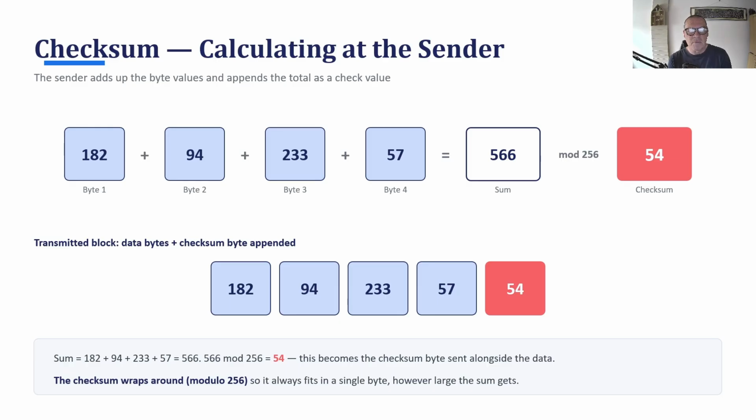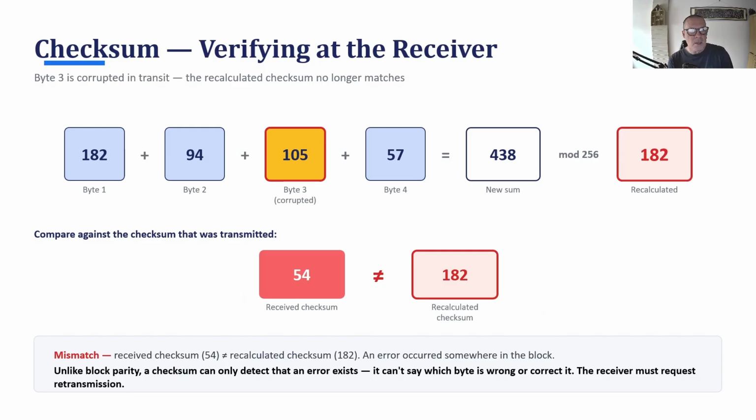So that's our checksum value, and then we transmit the data itself and the checksum. In this case, we're making sure that it fits in a single byte so that we can send all the bytes plus an extra byte for the checksum. And when it arrives, we're going to recalculate what the checksum should be. So in this case, we transmitted the data, but byte 3 got corrupted. So byte 3 is now 105. We add up all the values this time and we get 438.